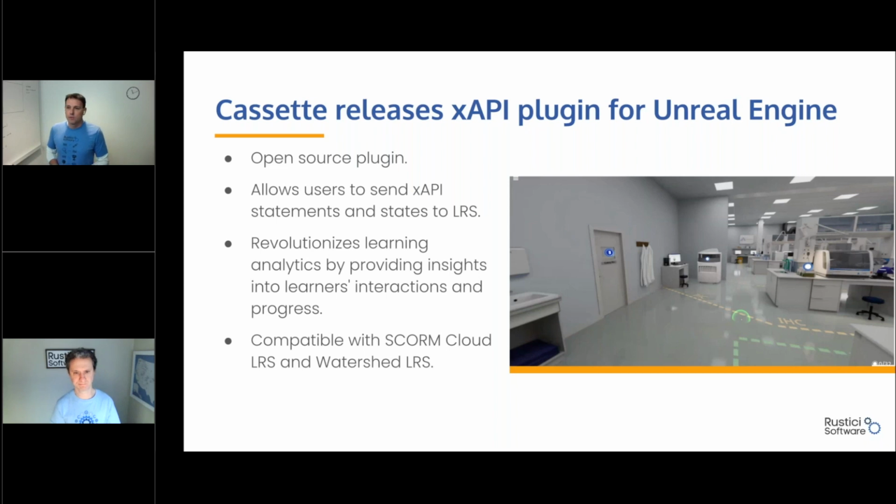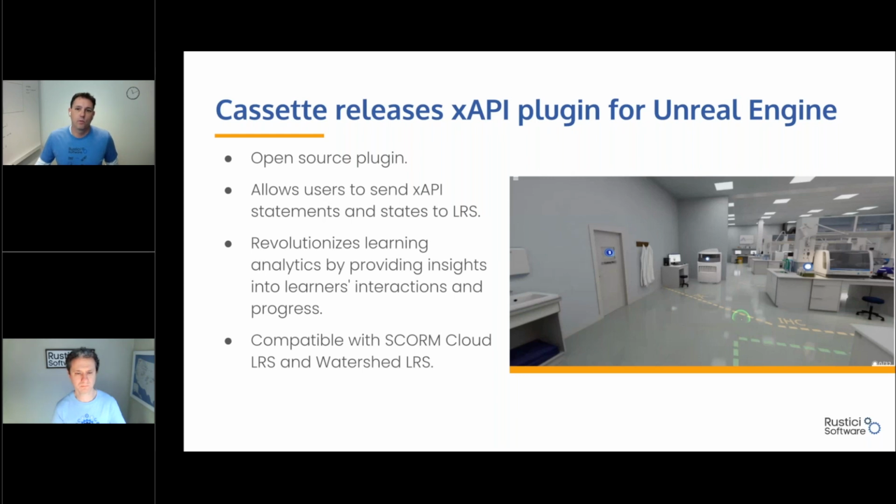So if you're into the Unreal Engine space, or even if you're into the Unity space, if you're doing 3D modeling or those kinds of environments, take a look at what they've done and see if you can leverage it and/or contribute back to what they've produced.